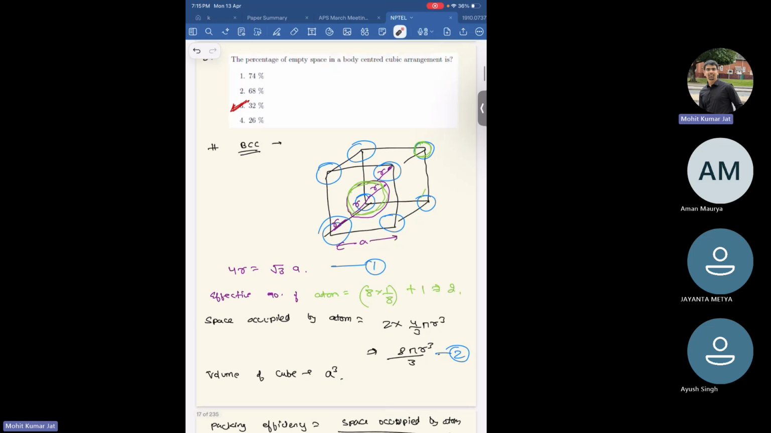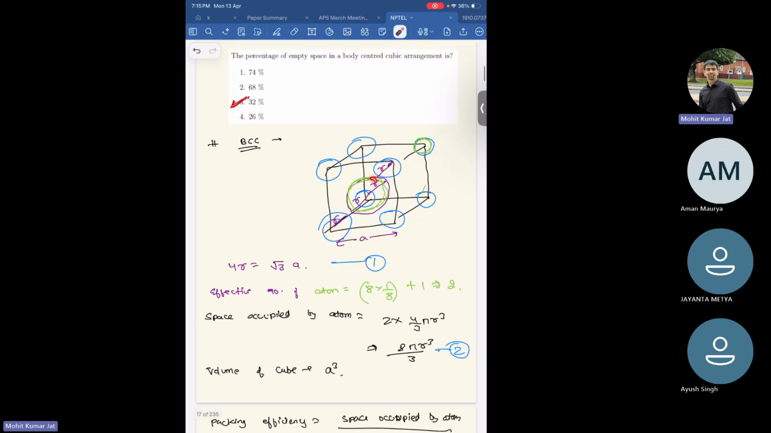So this is BCC, right? Body centered. So r plus 2r plus r will be equal to root 3a, right? This is a, this is a, this will be root 2a, and then if this is root 2a and this is a, this will be root 3a.